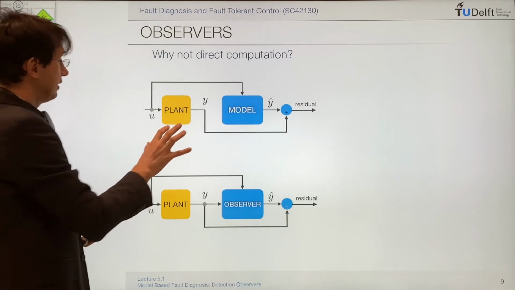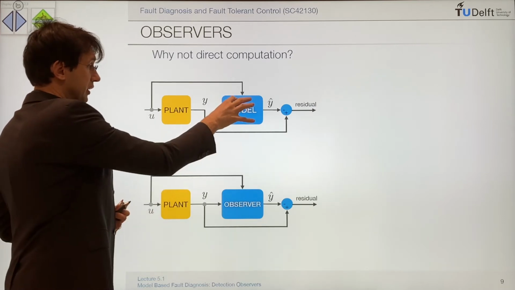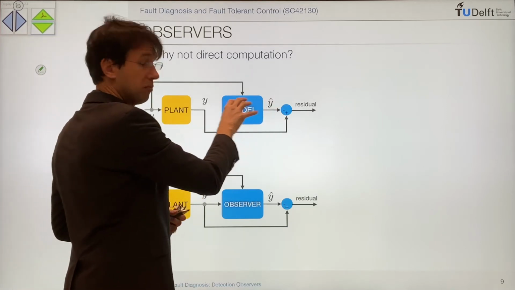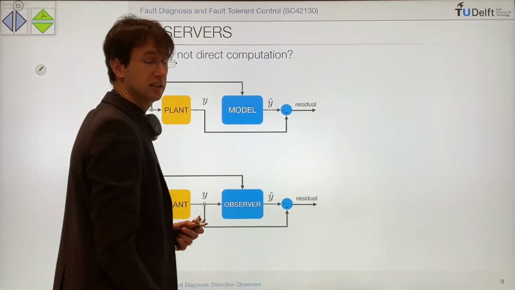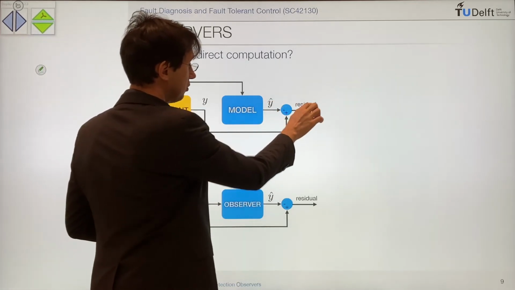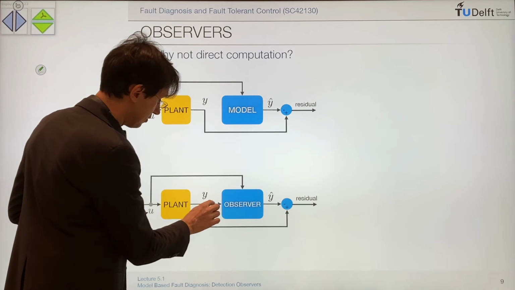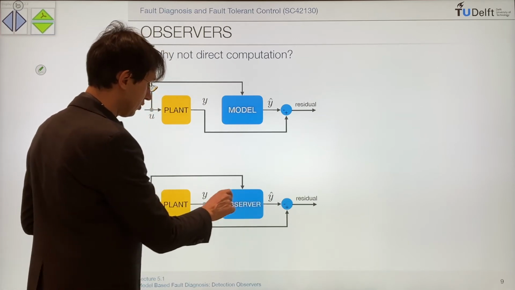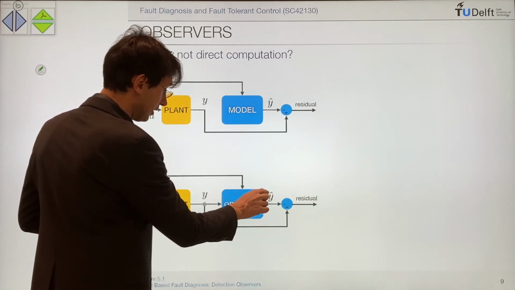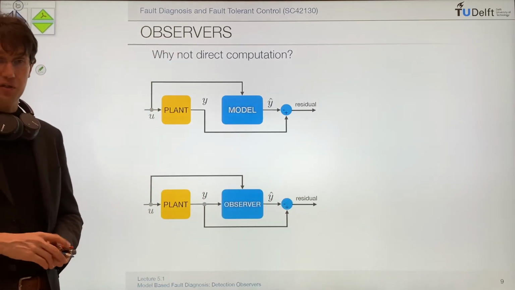Well, the thing is that if you do direct computation, you mean that your model is fed the same input as the plant, and it is producing in open loop, so free run simulation, an estimate of the output, and then you check it against the measurement of the output to compute the residual. Instead, in the observer, you are also feeding the actual measurement, and this is used to compute inside the observer basically the residual, that is the difference between the estimation and the measurement, and this is going to correct the dynamics of the observer.